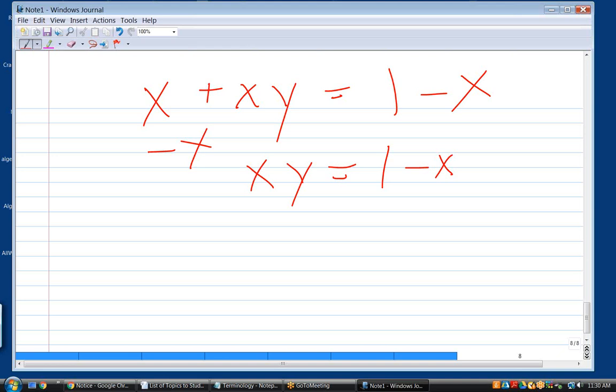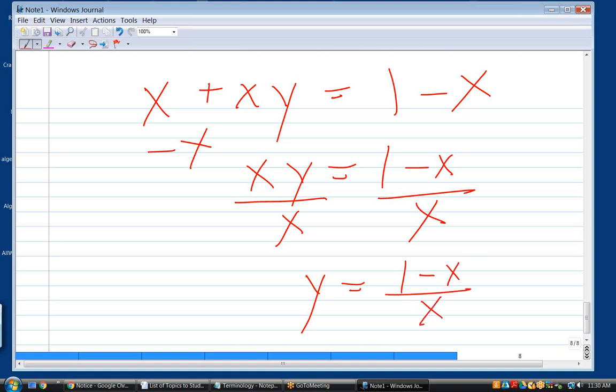Get rid of x. What is x doing to y right now? Multiplying, so we have to divide by x. So we would get y is equal to 1 minus x over x. Yeah, and that's a suitable answer.